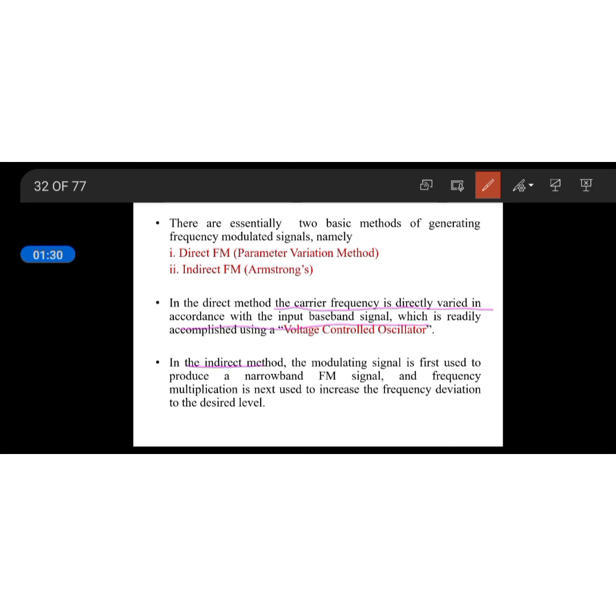But in the indirect method, the modulating signal is first used to produce a narrowband FM signal, and after that frequency multiplication is used to increase the frequency deviation to the desired level. So the first thing we have to do is generate a narrowband FM signal. After that, frequency multiplication is used. So these are the two types of FM generation.